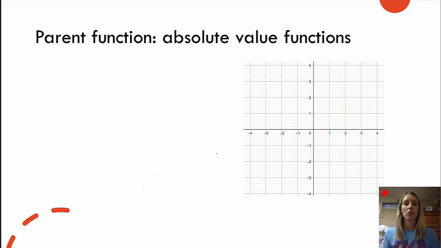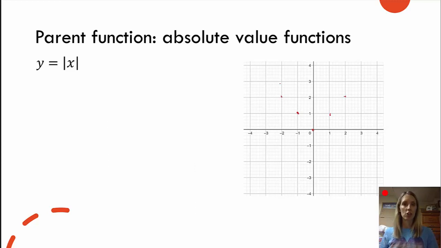So the parent function for the absolute value is y equals the absolute value of x. What does that look like? Well, as long as x is positive or 0, then y will be the same, because the absolute value just indicates that it's non-negative. So we would have points at (0, 0), (1, 1), (2, 2). What about when x is negative? Well, for any negative value of x, the absolute value is going to turn that value positive. So if x is -1, y will be +1. If x is -2, y will be +2, and so on.